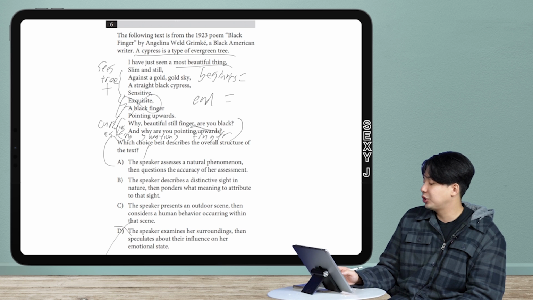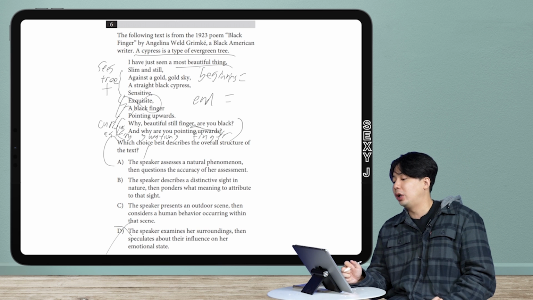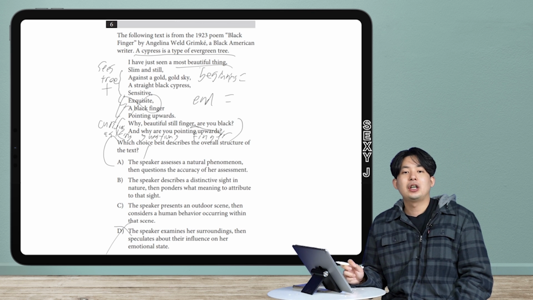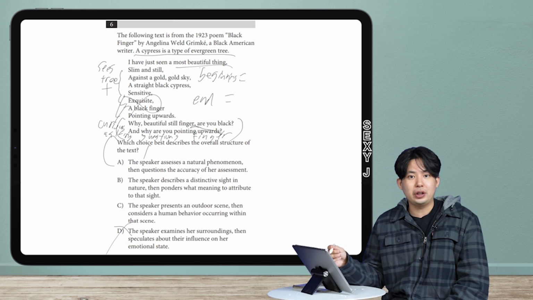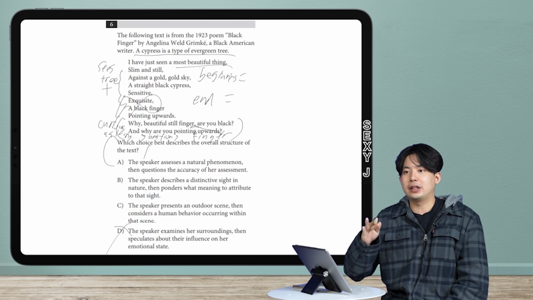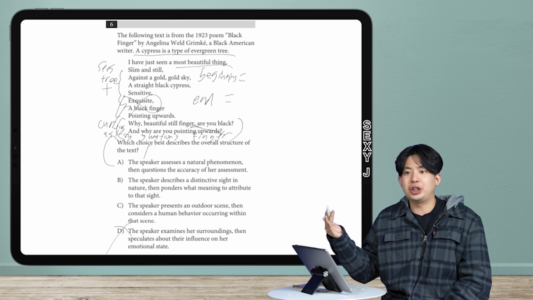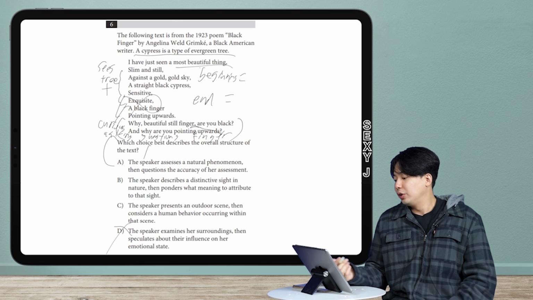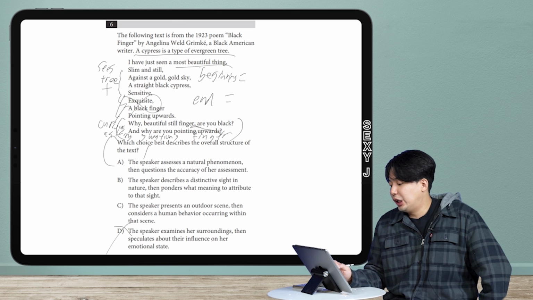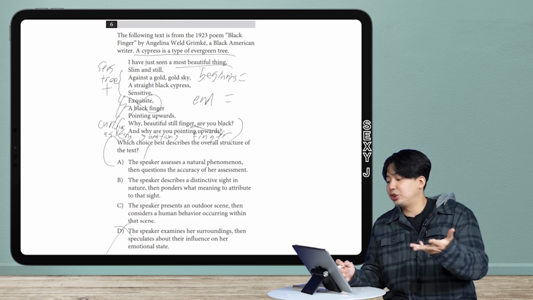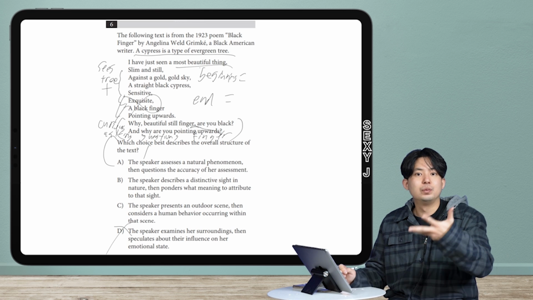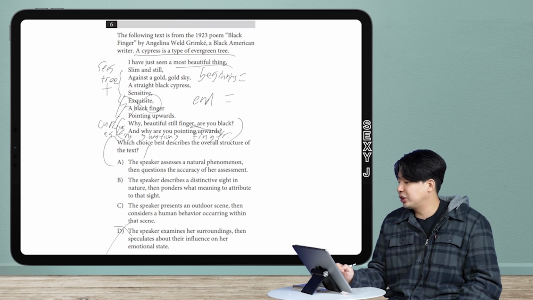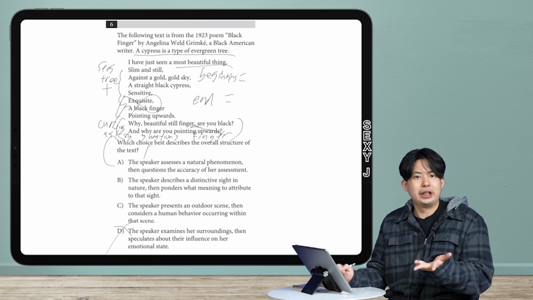The speaker examines her surroundings. Oh, let's take this other thing as well. On the structure of the text, a lot of the times, the first part of it, like this part, she's looking at a tree, right? That part will be correct for all the choices. So you can't really use that to differentiate it, right? Like, let's look here. The speaker assesses a natural phenomenon. Yes, it's a tree. Okay, phenomenon is anything that happens. A tree is the natural phenomenon, okay? The speaker describes a distinctive sight in nature. Again, that works. The speaker presents an outdoor scene. Well, yeah, if it's a tree, it's probably outdoors, right?